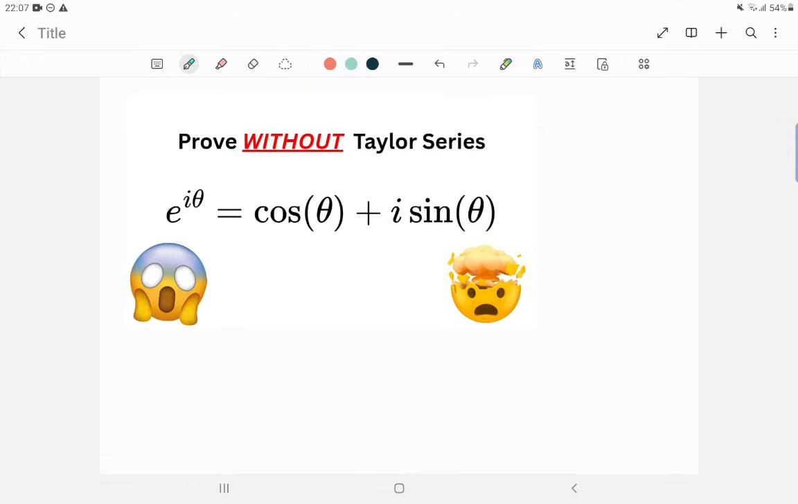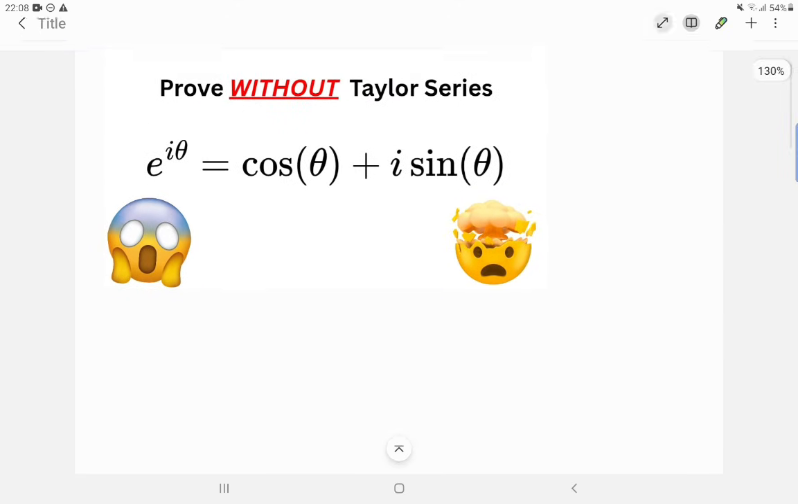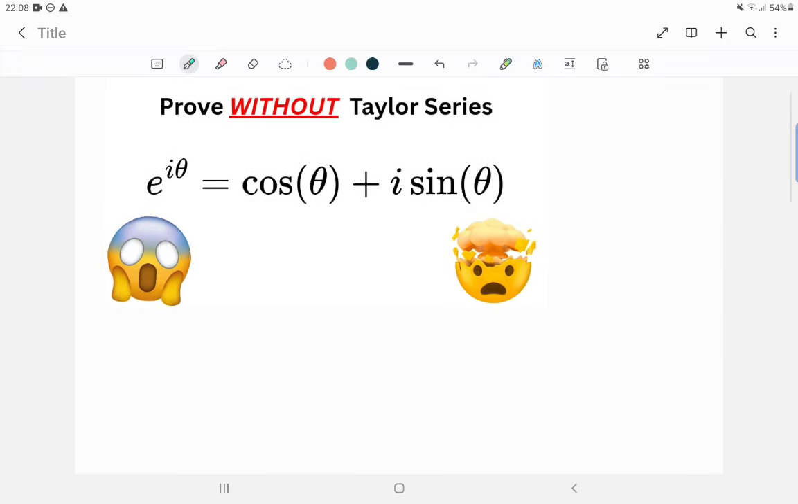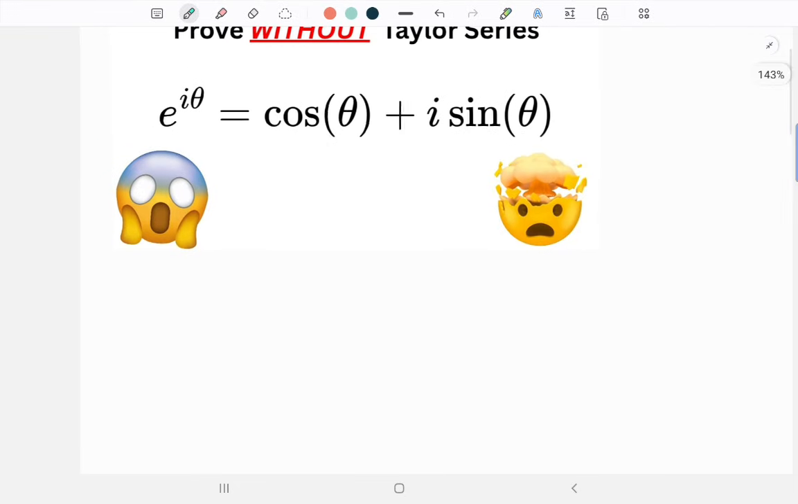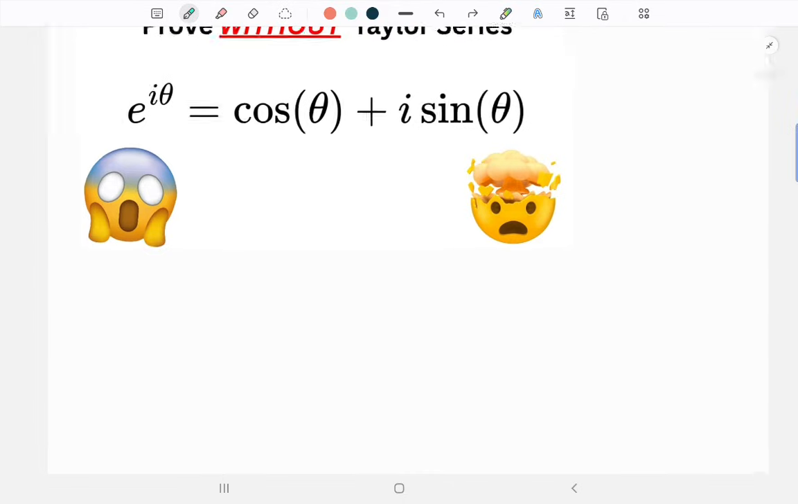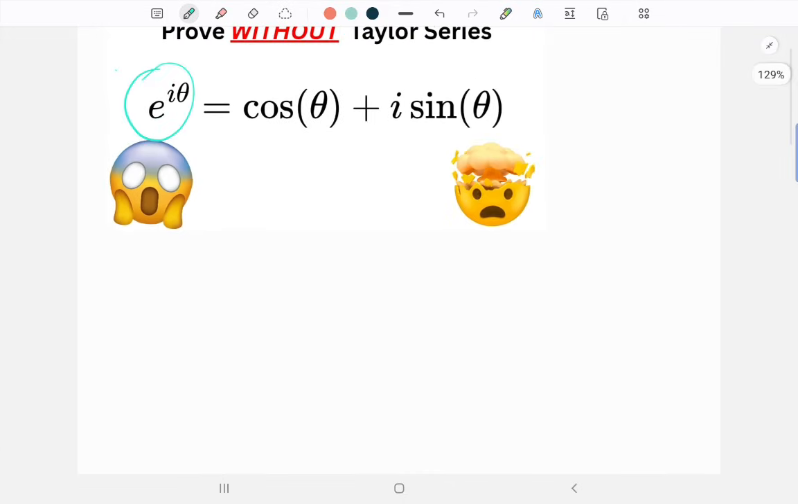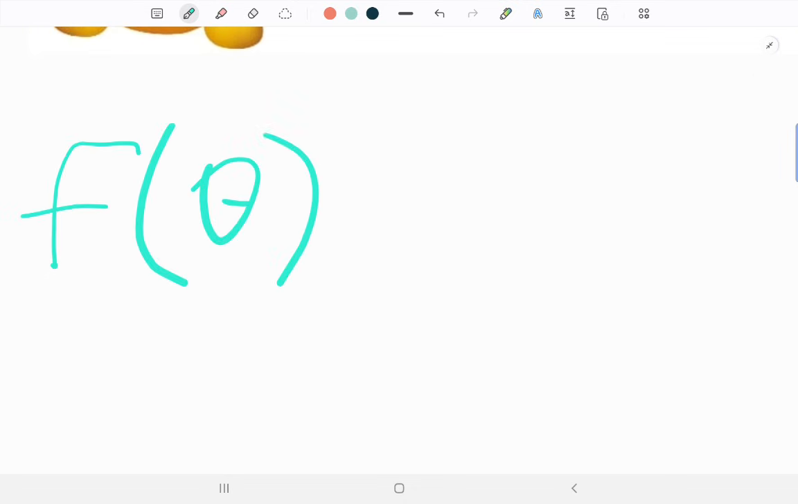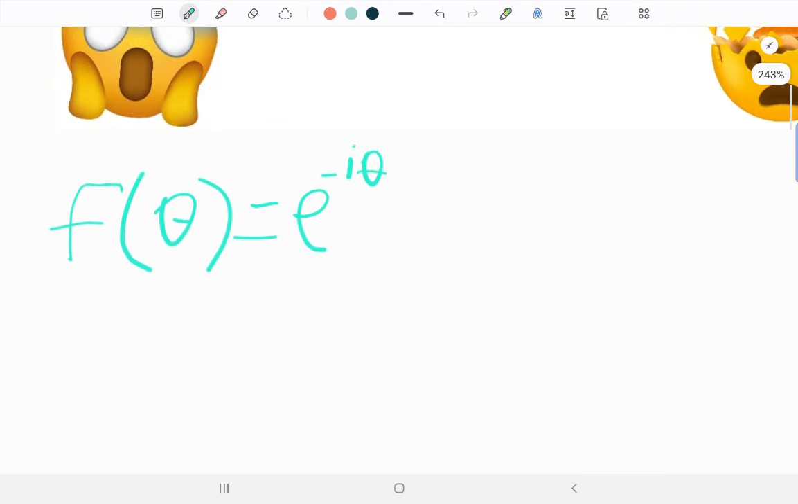To prove the identity without using the Taylor series, we must use calculus. One of the most obvious ways is to move this e to the i theta to the other side and let this part become a function. So let's say there's a function f of theta equal to e to the negative i theta times cosine theta plus i sine of theta.